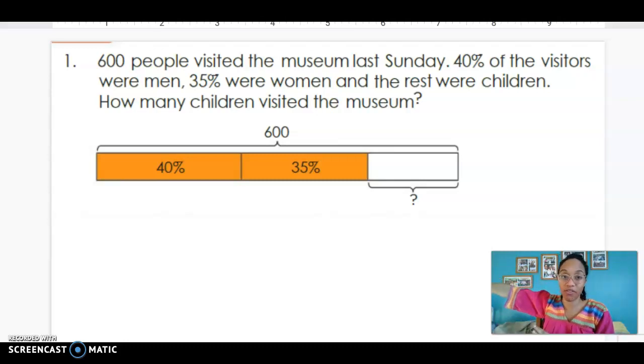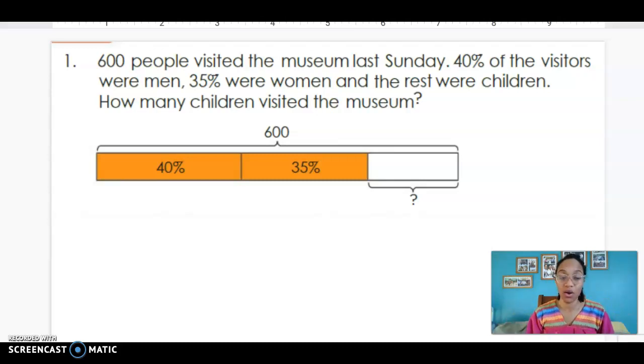We don't want to talk about them. We want to talk about the children, those who were not adults. If 75% were adults, we can subtract 75 from 100 to figure out how many were children. So if 75% were adults, that means 25% were children. Is that our answer? Let's see.